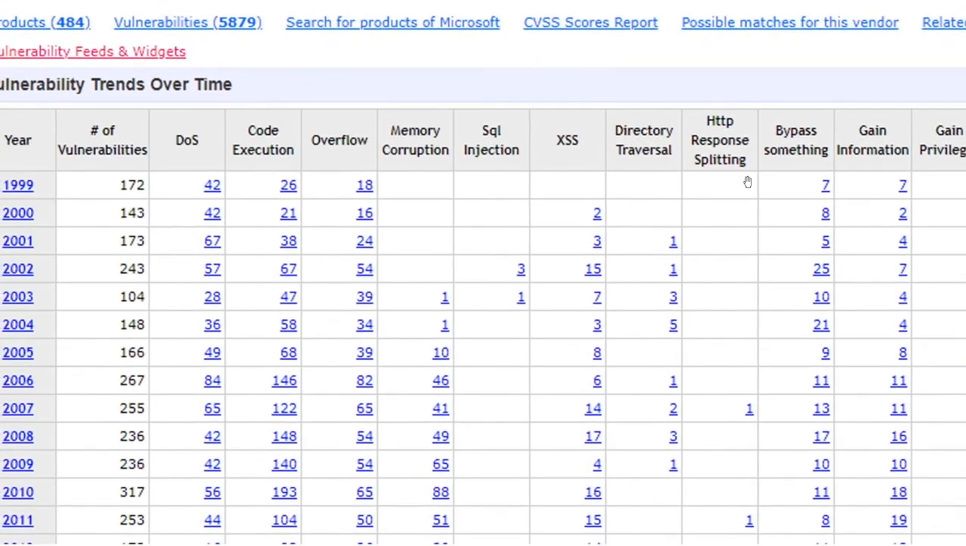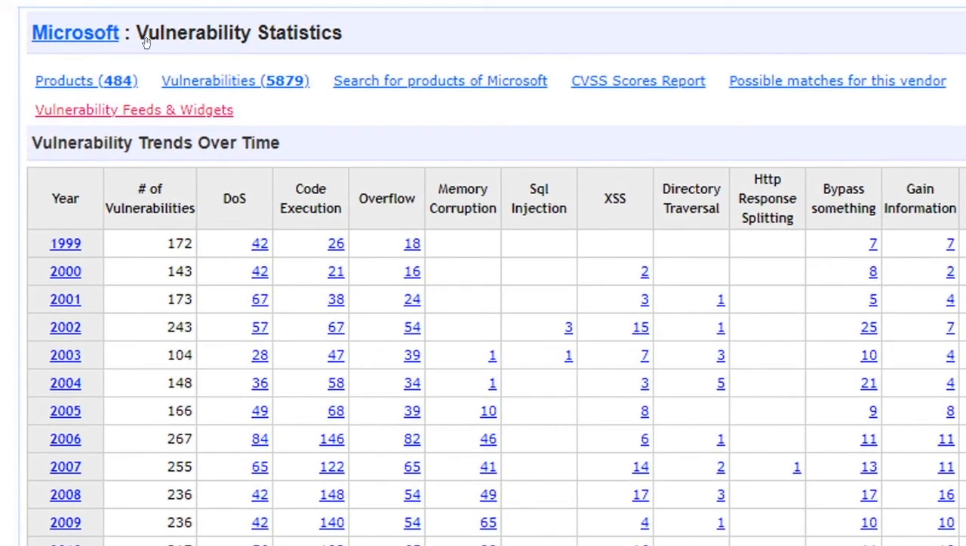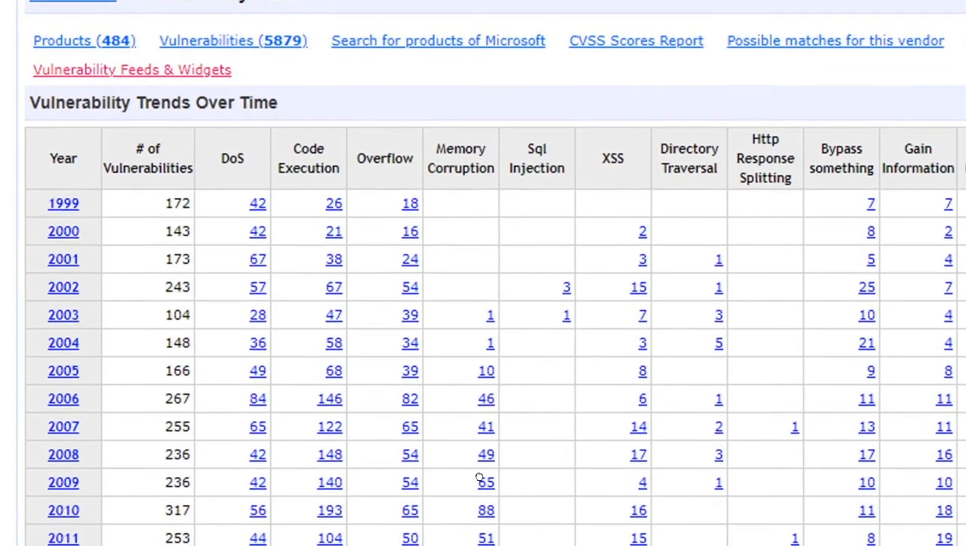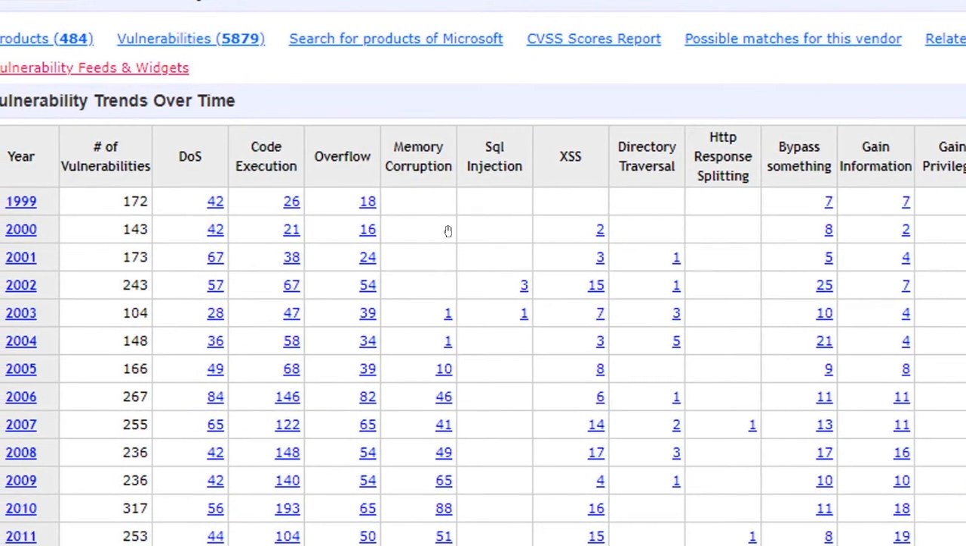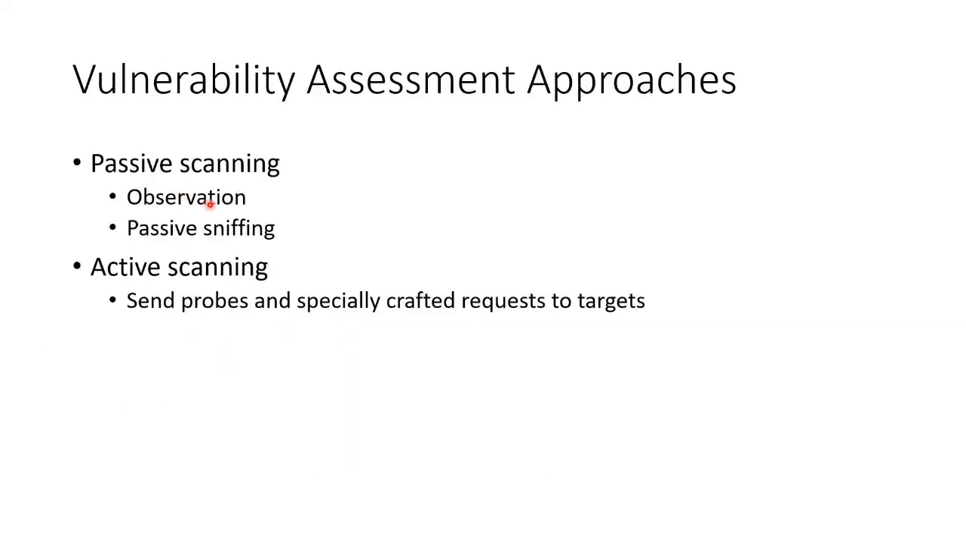What they like to do is, for a particular vendor, in this case I just looked up Microsoft, for a particular vendor in the years, you can see the number of total vulnerabilities that have been pointed out, and then how many were denial of service, how many are code execution, overflows, etc. This categorization system is what CVE Details does across all products, all vendors. Microsoft doesn't have a whole lot of SQL products, so that's why we don't see a whole lot of SQL injection here. That is just one example.